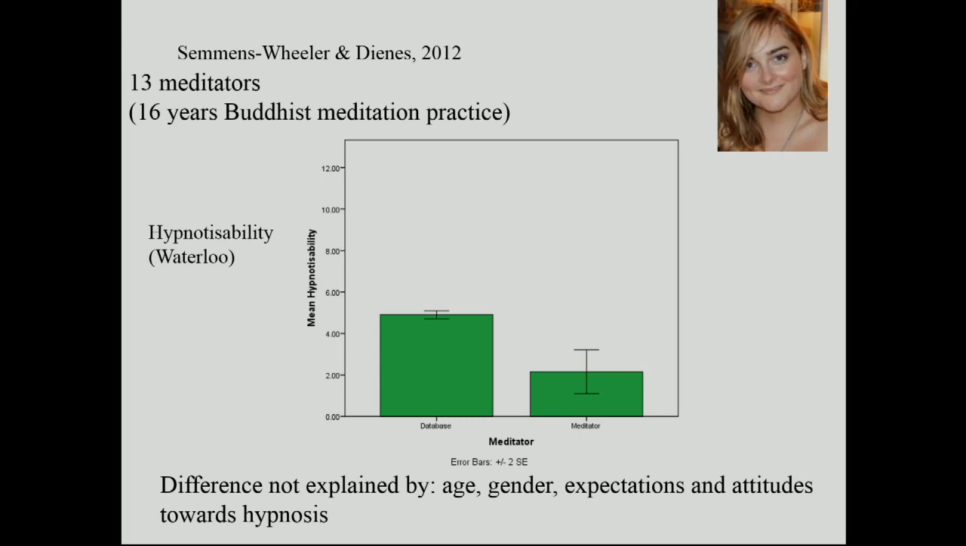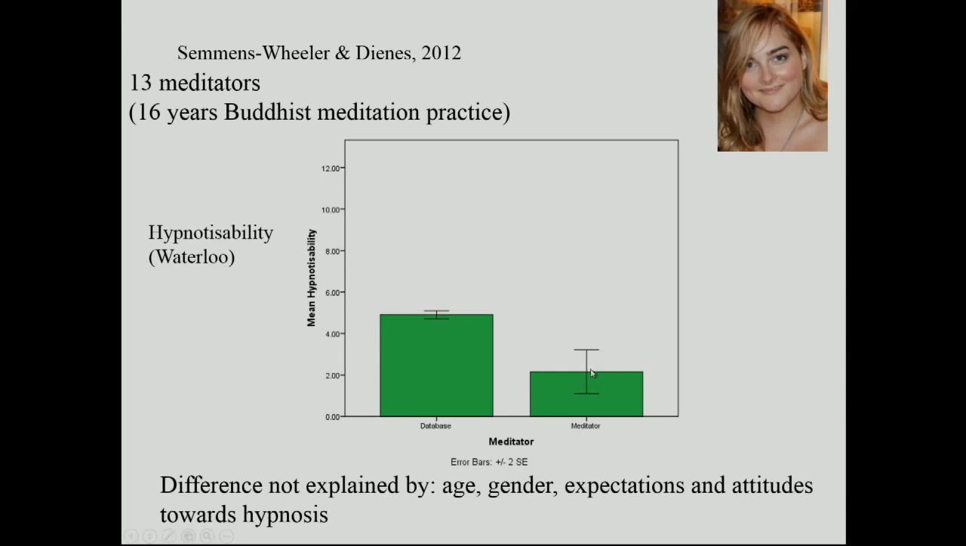And one way of testing this that Rebecca did was to select people who are highly practiced in mindfulness meditation and measure their hypnotizability on the Waterloo, which is the instrument we've been using to screen people since about 2006. So we had a large database of hundreds and hundreds of people. And the mean for our database out of 12 suggestions is around about 5 out of 12. And the meditators score on average 2. Now, 3 and below counts as a low hypnotizable. So the meditators as a group were scoring as lows.